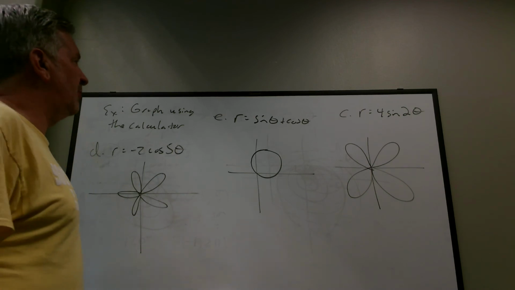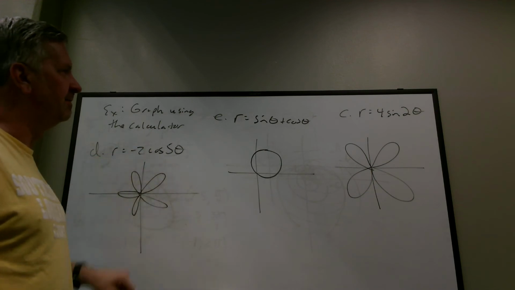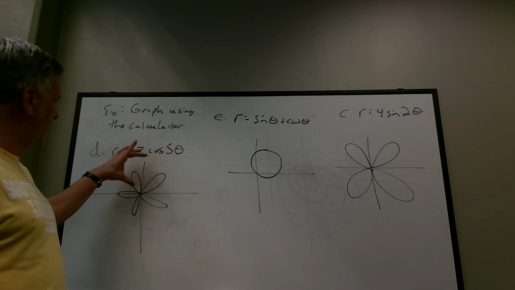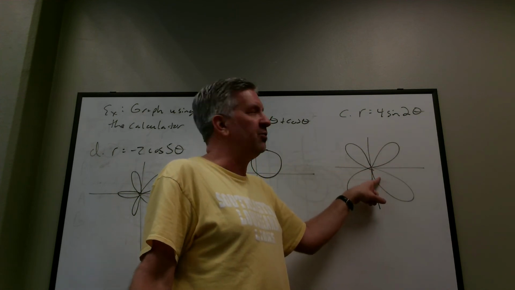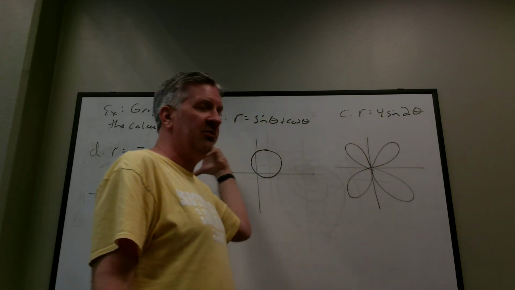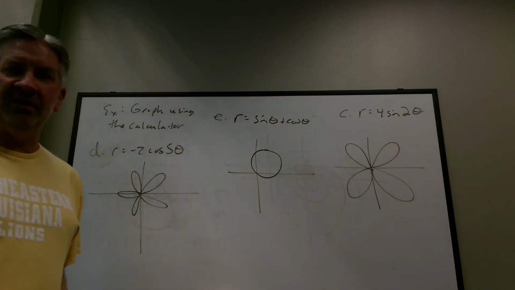And again, you can play around, change the number here, change the number here. Notice the 5 here gave me 5 petals. The 2 here gave me 4. Is that always going to be true? Notice with the sine and the cosine it's different. So change numbers here and change numbers here and plot a few more and see if you can tell what's going on.